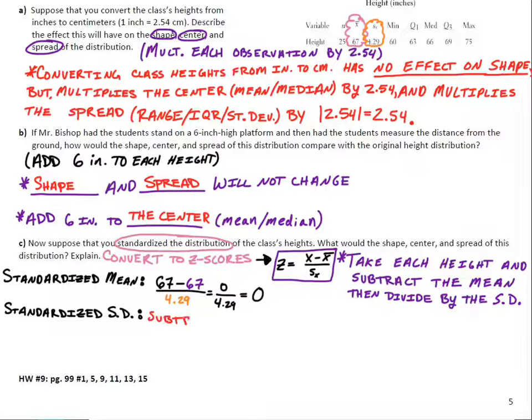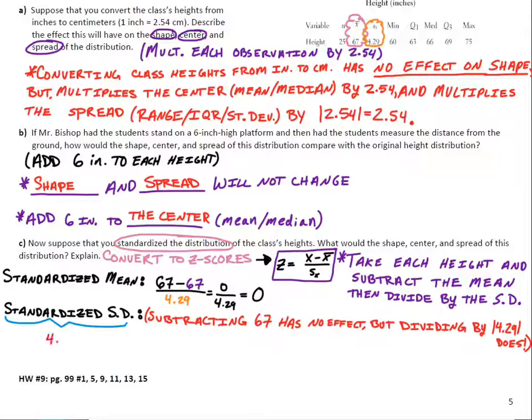So let's note that. Subtracting 67, or subtracting a value, has no effect, but dividing by the absolute value of 4.29 does. To be clear, it's the absolute value of 4.29. We won't really need it here because it's already positive, but that's technically the definition. So what's the new standardized standard deviation? 4.29 times 1 over the absolute value of 4.29, right? Because dividing by a value is the same as multiplying by the reciprocal. If you really want to write it as 4.29 over 4.29, feel free. So our new standard deviation is 1.